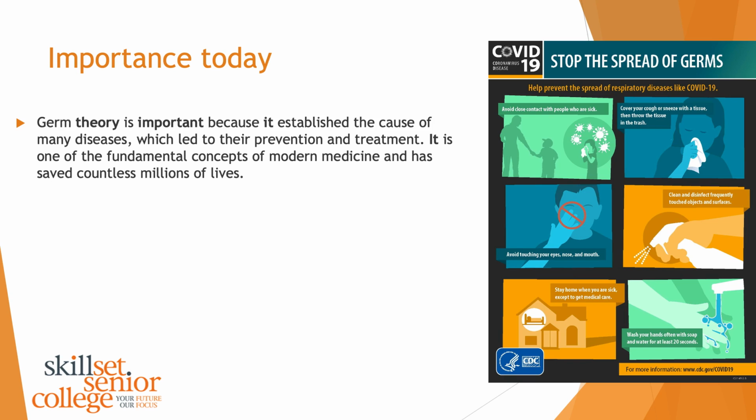So germ theory is important because it established the cause of many diseases, which led to the prevention and treatment. It is one of the fundamental concepts of modern medicine, and it's saved countless millions of lives. So imagine this hadn't been discovered, and in this day and age we still believed miasma theory was how disease and infection spread. We would think right now that COVID-19 was only being spread through the air because the air was bad, disease-ridden air, instead of the fact that we wouldn't be washing our hands really. We wouldn't be looking for vaccines because we just believe it's just in the air. What can we do about that?